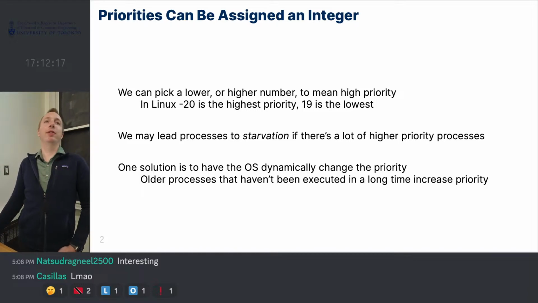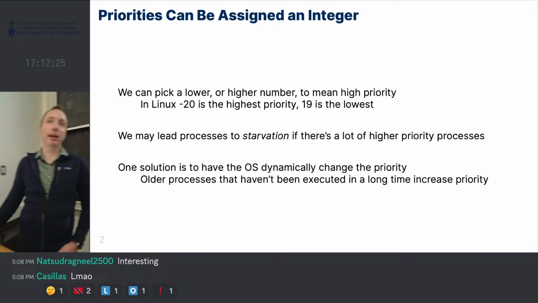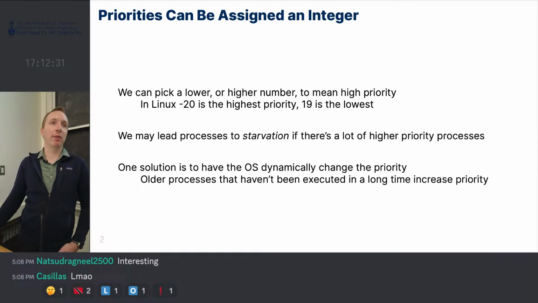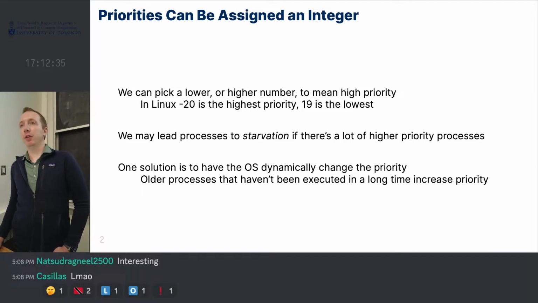One solution, you could make a band-aid to it immediately and just say, if a low priority process hasn't run in a very long time, I'll temporarily make it a higher priority until it runs, and then after it runs, I'll bump it back down to its original priority. So sure, you could do something like that.